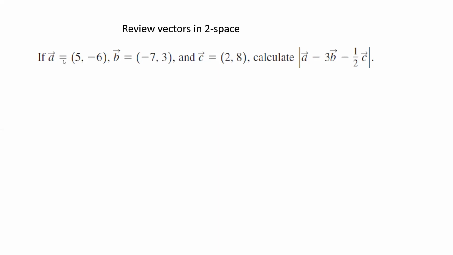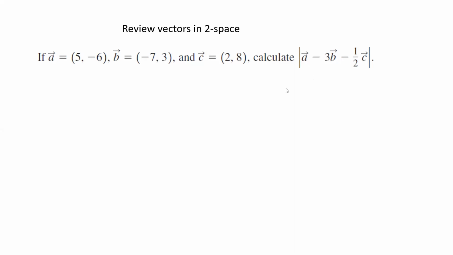We're given the vector A as being 5, -6, again, a 2-space vector. Vector B as being -7, 3, and vector C as being 2, 8. And we're asked to calculate the magnitude, just the magnitude of the combination of A minus 3 times the B, and minus 1/2 times the C. So we're scaling the B vector, we're scaling the C vector, and then we're going to do a subtraction of those 2 from vector A.